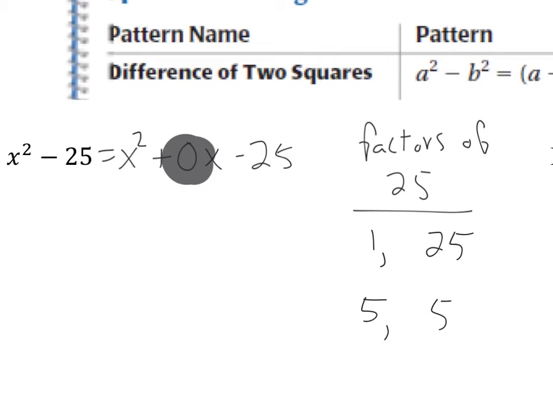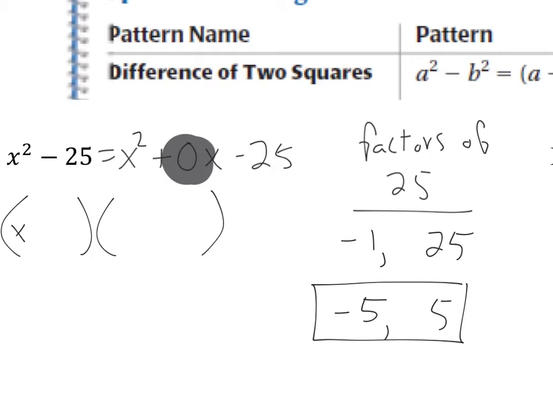So one's got to be negative, one's got to be positive, right? Okay, in this one, is that going to work? Nope, it's not, because they've got to add up to 0. That would add up to 24 or negative 24. This is going to be the factor pair that's going to work out for me.